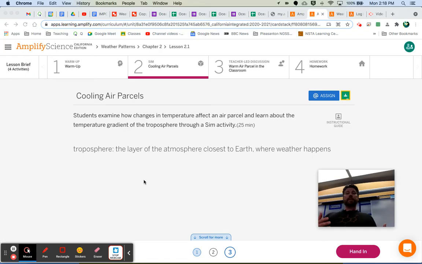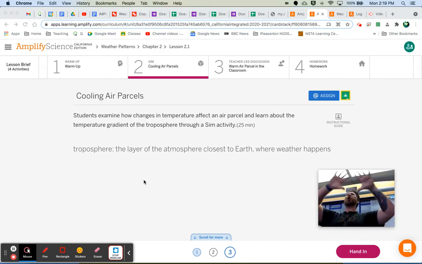Now, maybe you knew this, maybe you didn't, but we actually divide Earth's atmosphere into layers. And we're not going to talk about the other layers of the atmosphere right now. All we really need to know about right now is the troposphere. That's the layer that we live in. That's the layer that weather happens in.